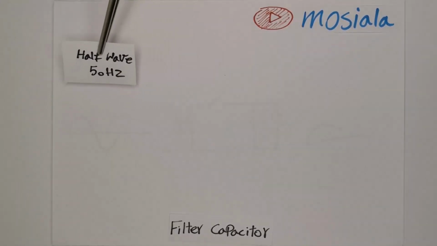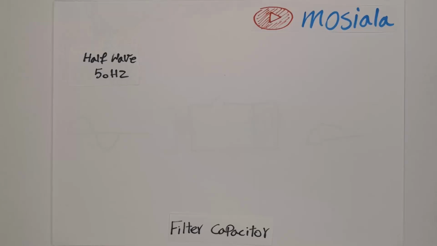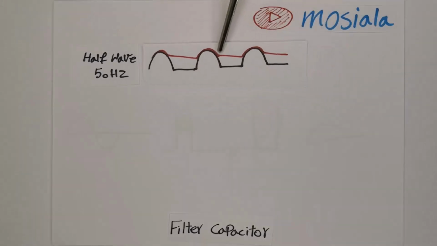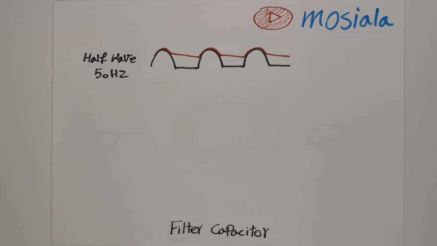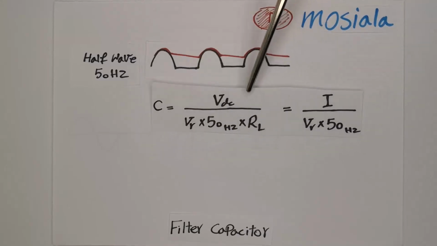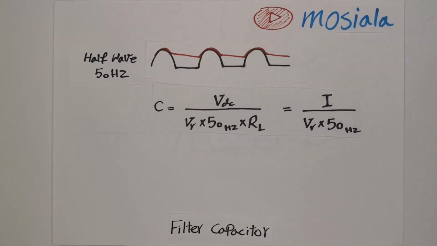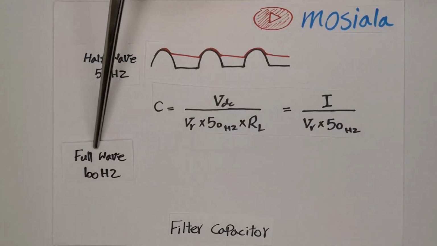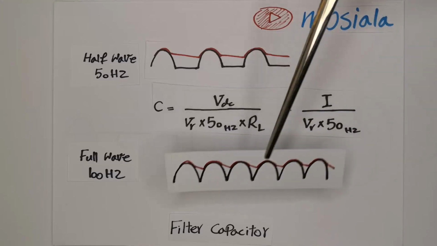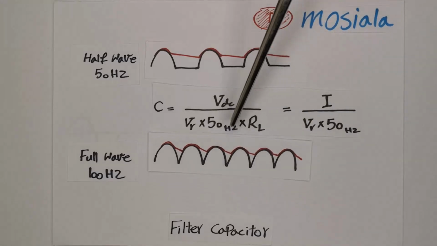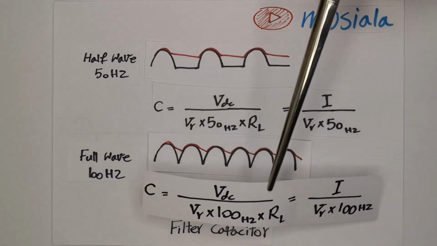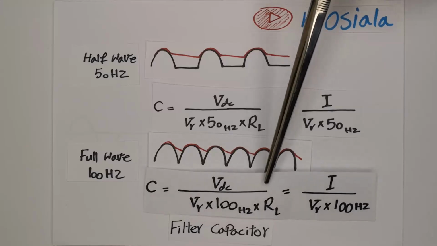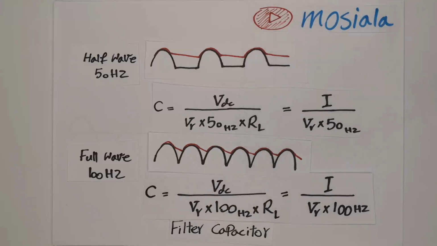For a half-wave rectifier at 50 Hz, C equals VDC divided by VR times 50 times RL. For a full-wave or bridge rectifier, frequency becomes 100 Hz. C equals VDC divided by VR times 100 times RL. Higher frequency means less ripple, so you need a smaller capacitor.